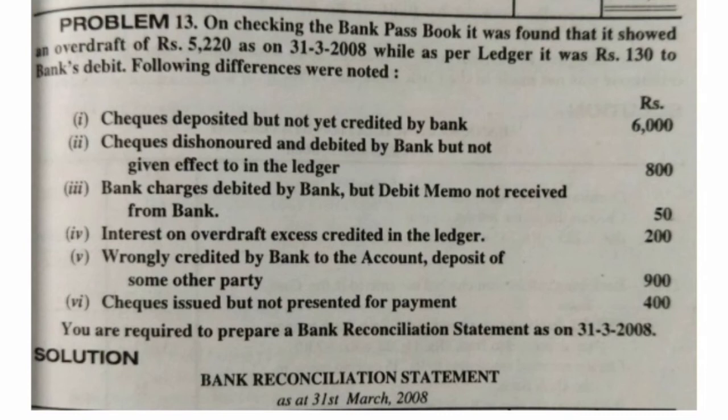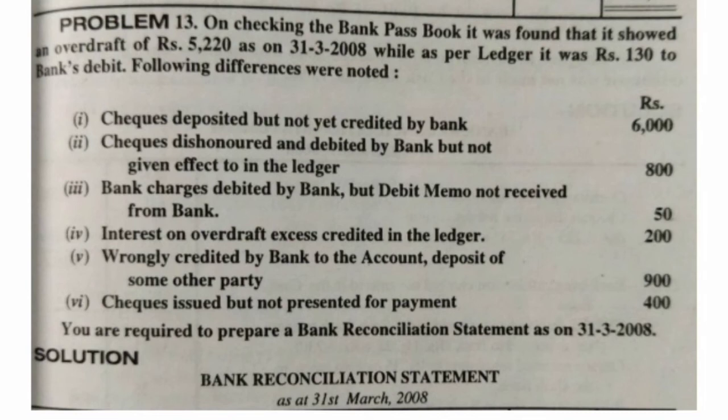Debit balance means a favorable balance. The passbook balance they have given is an unfavorable balance, that is the overdraft balance. But as per cash book there is a favorable balance, they have given in the question itself. We will start with the overdraft balance as per passbook, and at last we will get the debit balance as per cash book, 130.